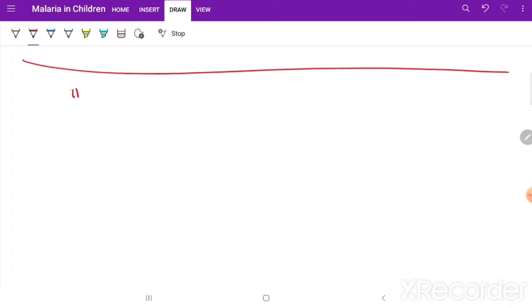Now number 2 regimen, recommended treatment for chloroquine resistant malaria. But which one is this? P. falciparum.